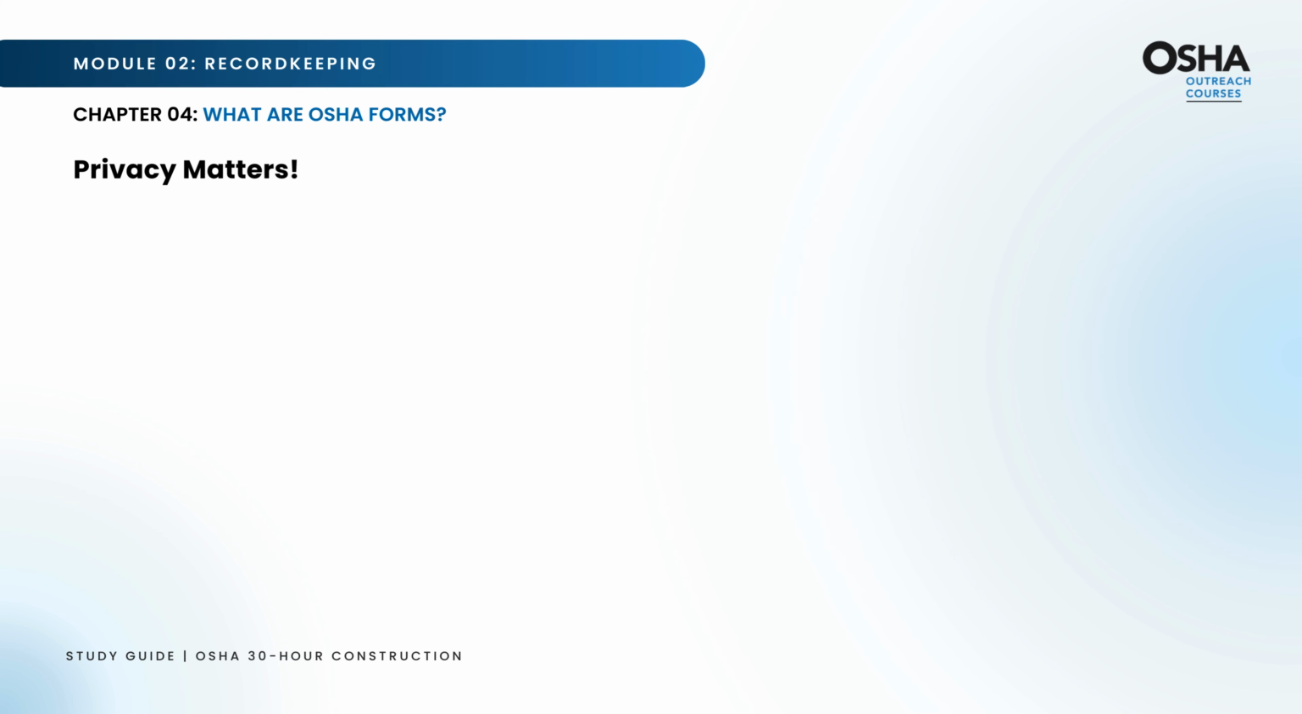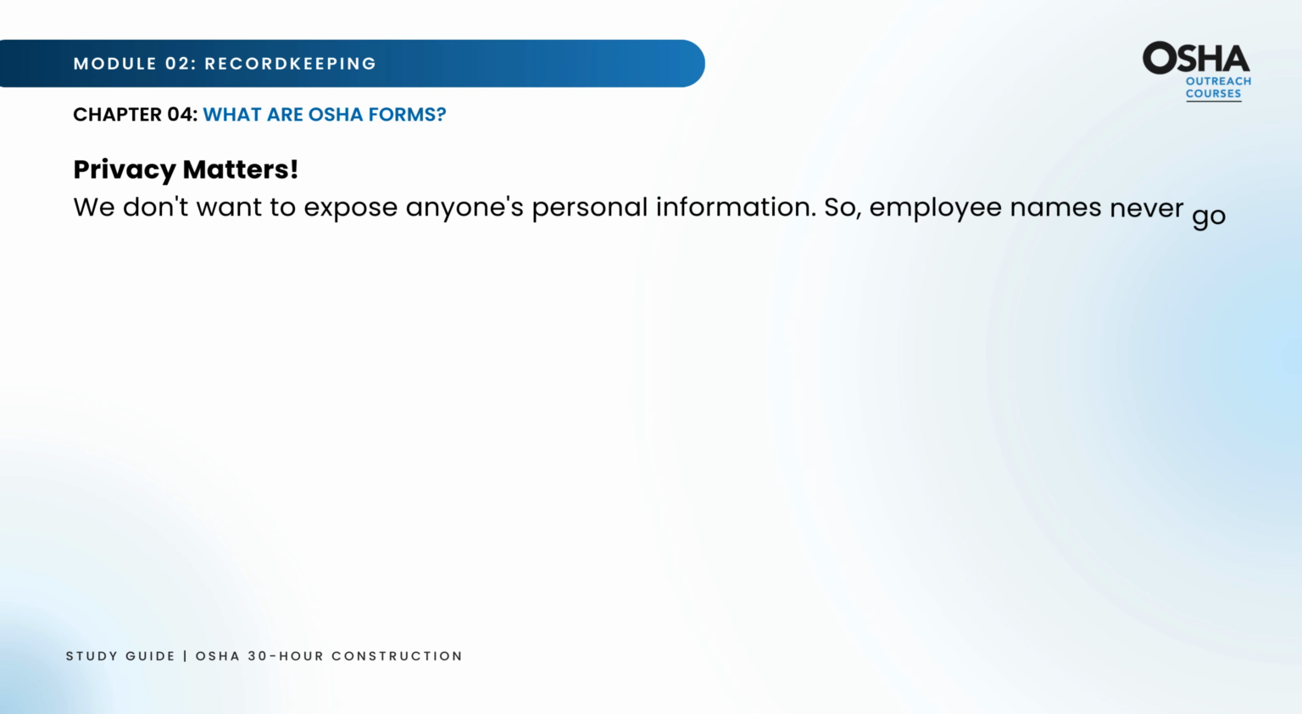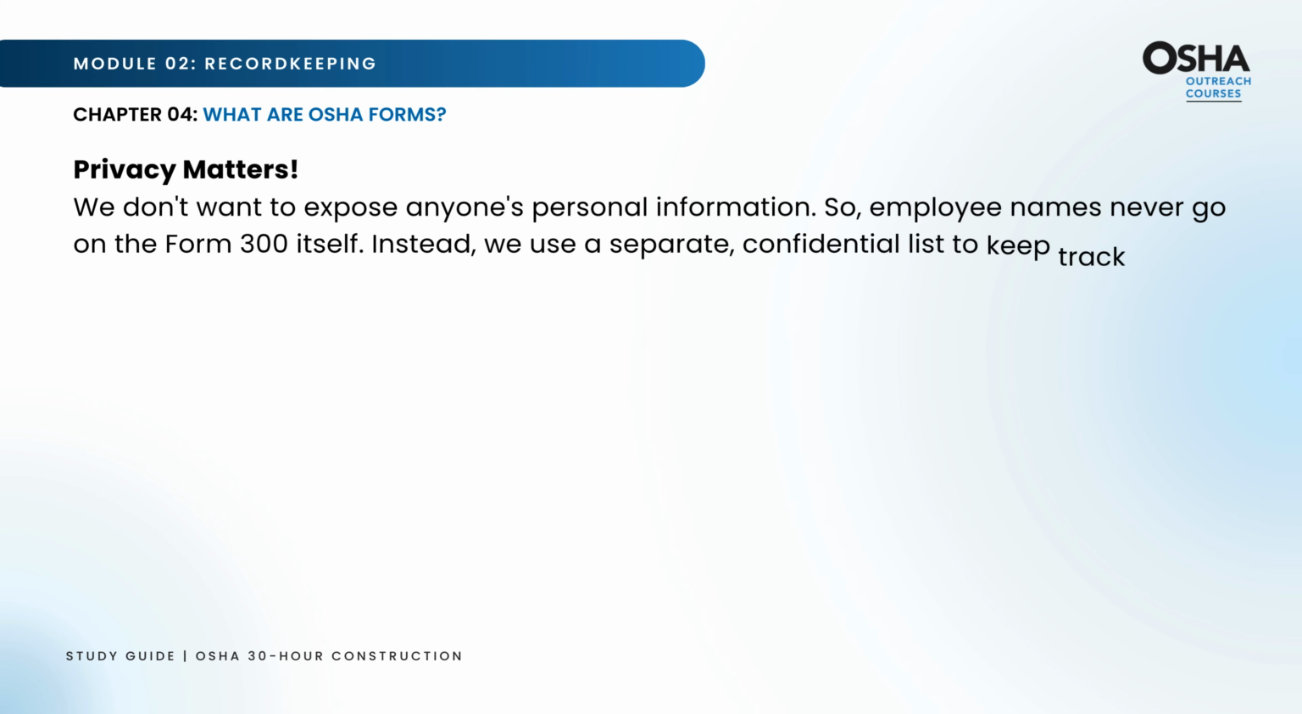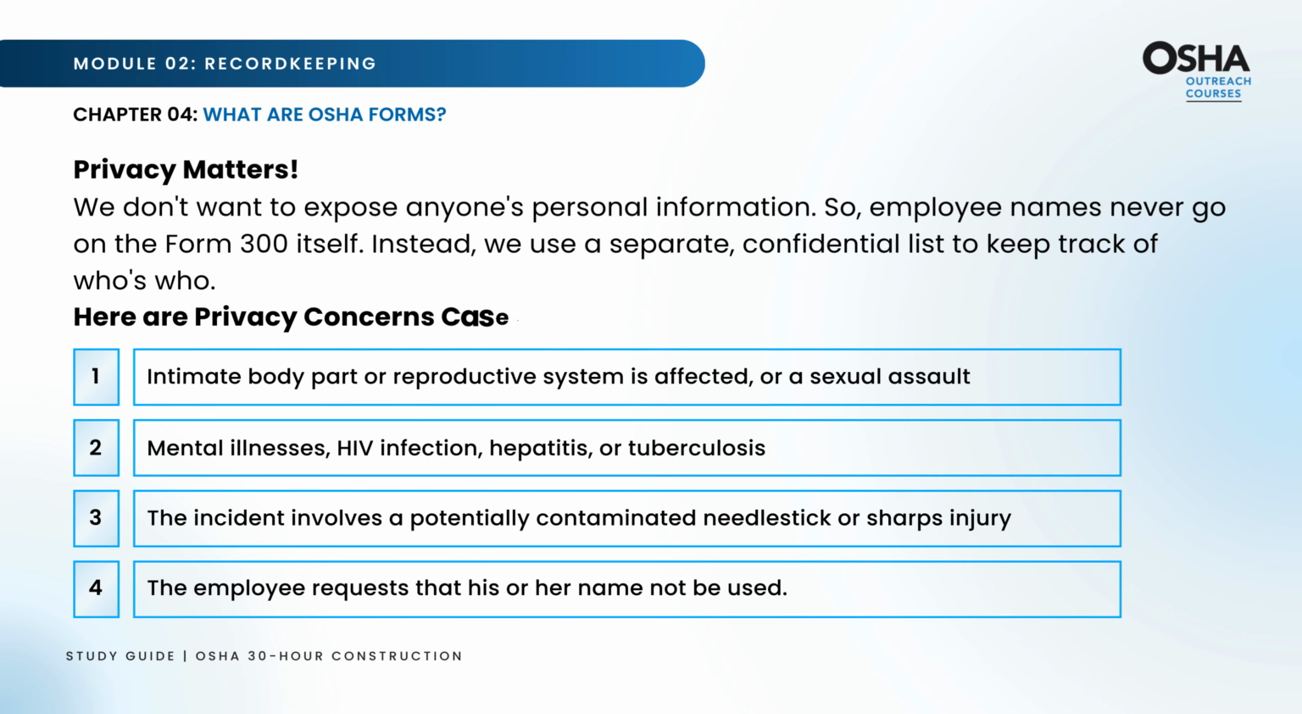Privacy matters. We don't want to expose anyone's personal information, so employee names never go on the Form 300 itself. Instead, we use a separate, confidential list to keep track of who's who. Here are privacy concern cases.